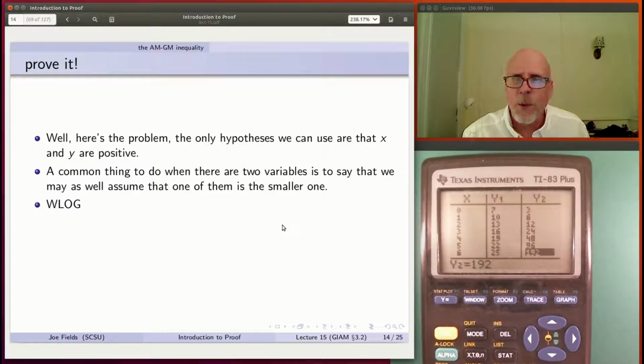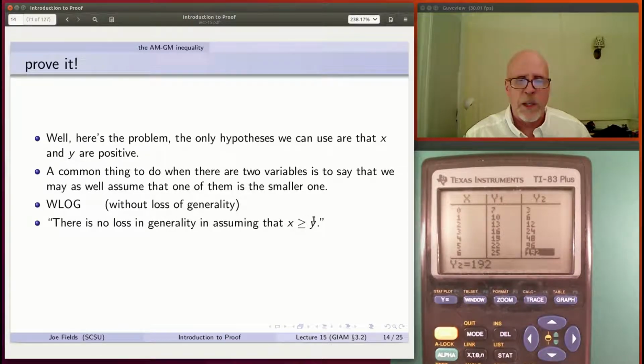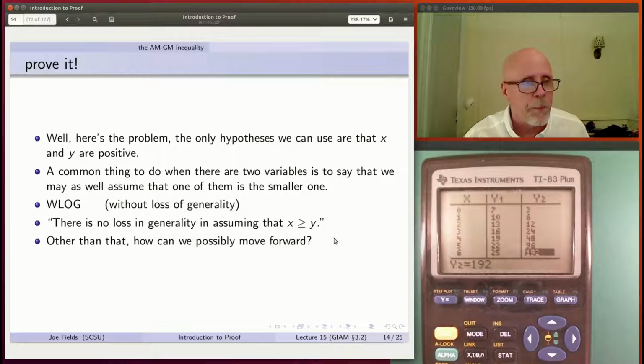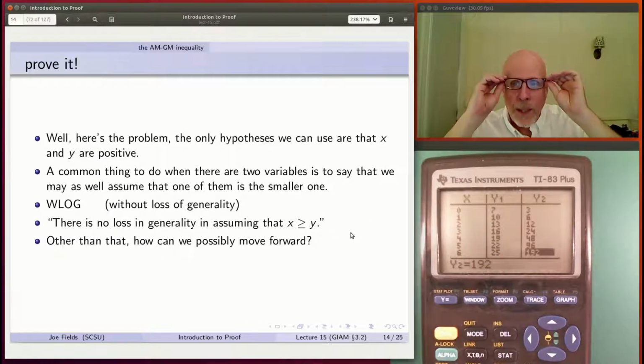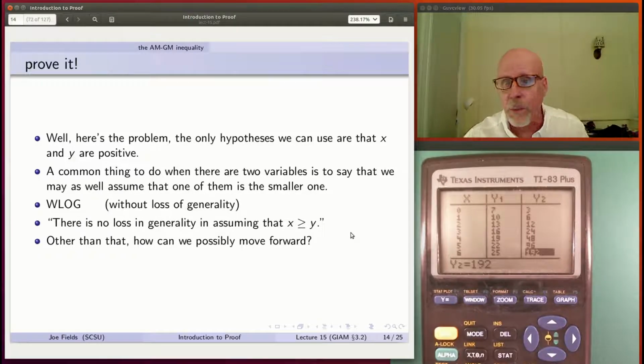Most often when people are in a hurry working on a blackboard, they'll write WLOG. It means without loss of generality. If you want to be a little fancier, you can phrase this in multiple ways. So here's an option. You could say there is no loss in generality in assuming that x is greater than or equal to y. Maybe in parentheses, you could say, if it weren't, we would then just interchange the names of the variables or the quantities. But other than that, I don't see any possible move forward, and this doesn't help so much.